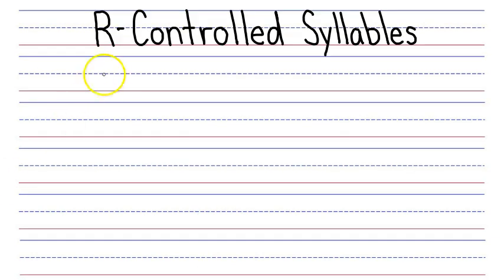Now let's write and read some R-controlled syllables. The main ingredient of an R-controlled syllable is an R-controlled phonogram. So let's write some of those down. Write down ar. Spelled A-R says ar. Write down er. E-R says er. Also, I-R says er. Also, U-R says er. Write down or. O-R says or.